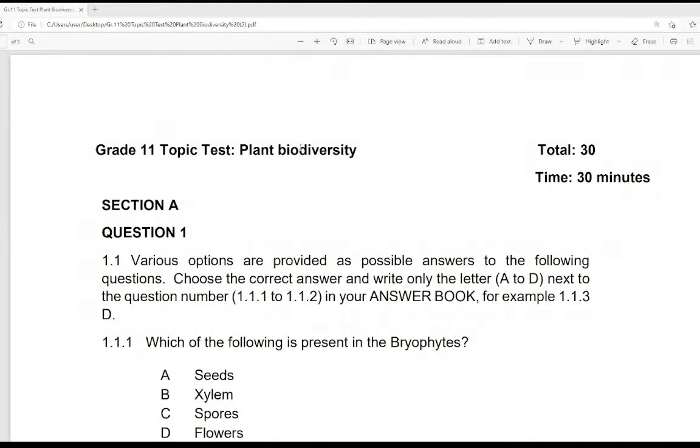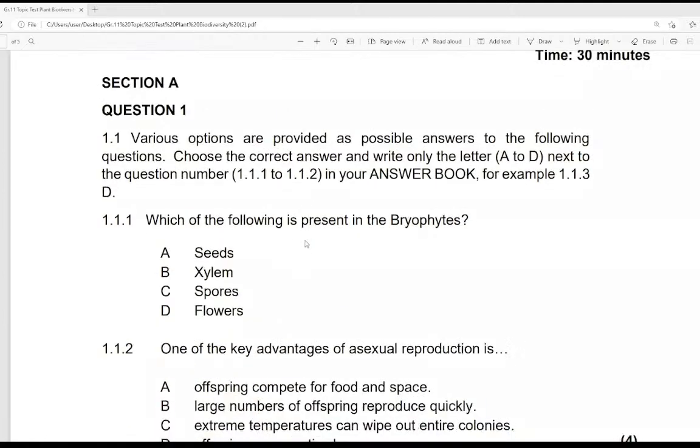Let's look at some of the questions concerning plant biodiversity and some of the questions which are most likely to come. Various options are provided as possible answers. So these are just objectives, the same way how you can answer any objective.